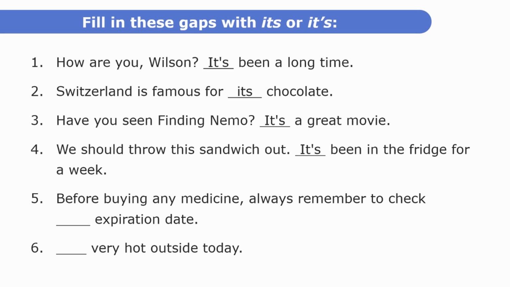Number 5, here we're trying to say before buying any medicine, always remember to check the expiration date of the medicine. That is the medicine's expiration date. Once again, here we want the possessive form, which is just its without the apostrophe. So before buying any medicine, always remember to check its expiration date. And number 6, it is very hot outside. That is it apostrophe s, so it's very hot outside.